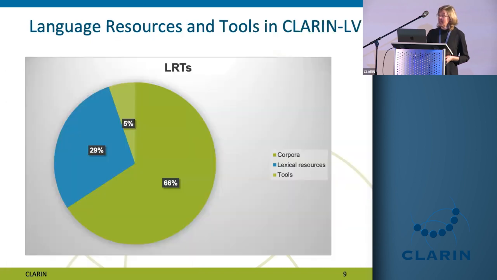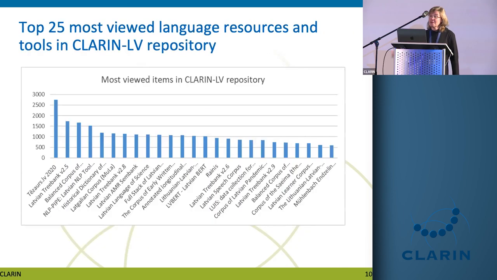Speaking about content, it's quite similar to other repositories. Most of the resources are corpora, followed by lexical resources. Currently, there are only two tools. But if we look a bit closer at the statistics, currently there are 39 language resources and tools, and just for space reasons, I put the top 25, which are currently.